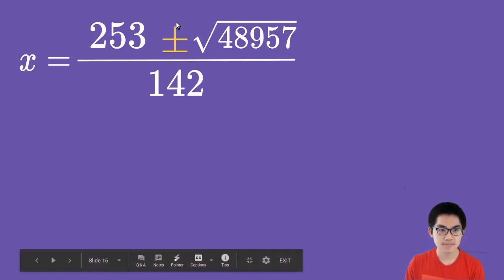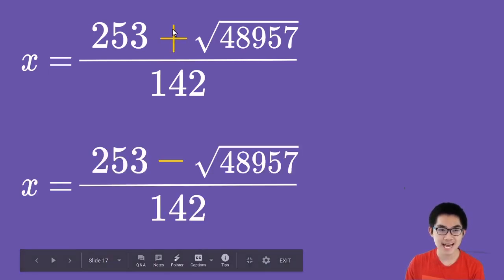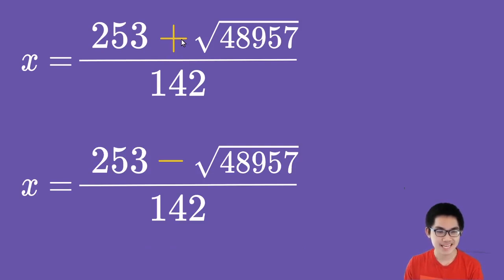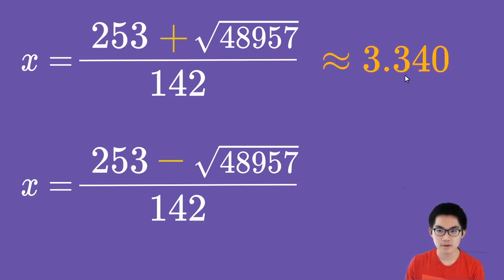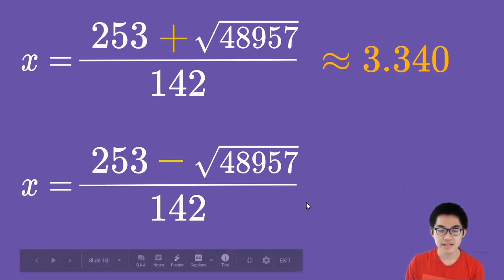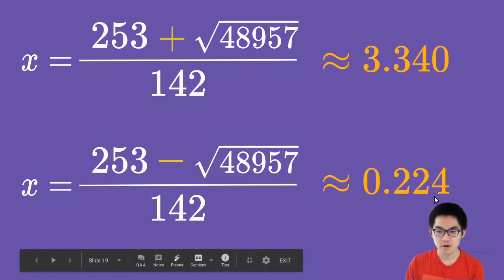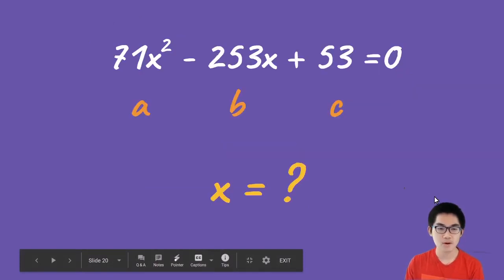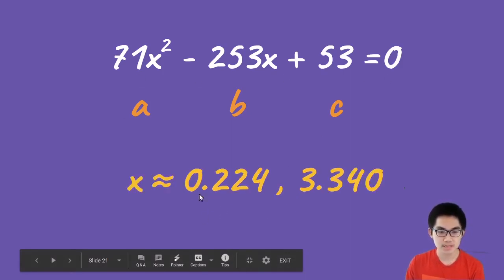And so what is the plus and minus sign? Well, it means that there are two answers. The first answer has the plus sign in the middle, and the second answer has a minus sign. And so if you put this into a calculator, this gives you about 3.340. Down here, it gives you 0.224. And so going back to our question, what is the value of x that makes this whole expression equal to 0? Well, x is just going to be 0.224 and 3.340.